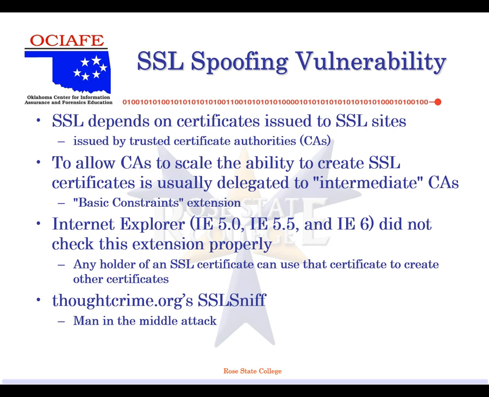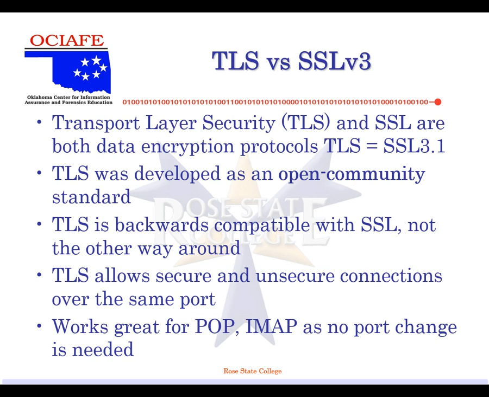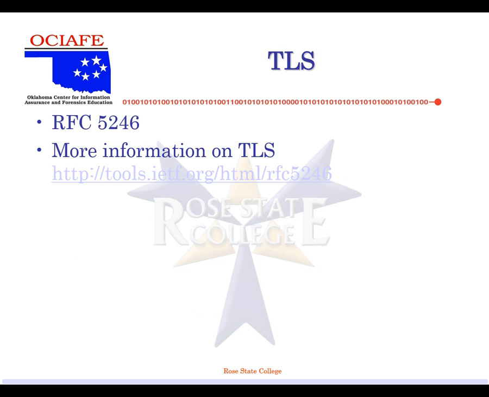All right, IE5 did not check the extensions properly. Obviously, that's gone now. Okay, and there are some SSL sniffing programs out there. Okay, TLS, Transport Layer Security, works along with it, but it's really SSL 3.1. It was open community, it's backwards compatible, it's also secure, and it works great for email and so on and so forth. It's actually still used today. I think it's version 2 though. Does anyone know the TLS version? I think it's version 2. Anyone work on the mobile device project yet? Because it's in there. I think it's 2.1. It's in there. Okay, TLS, they say RFC 5246.